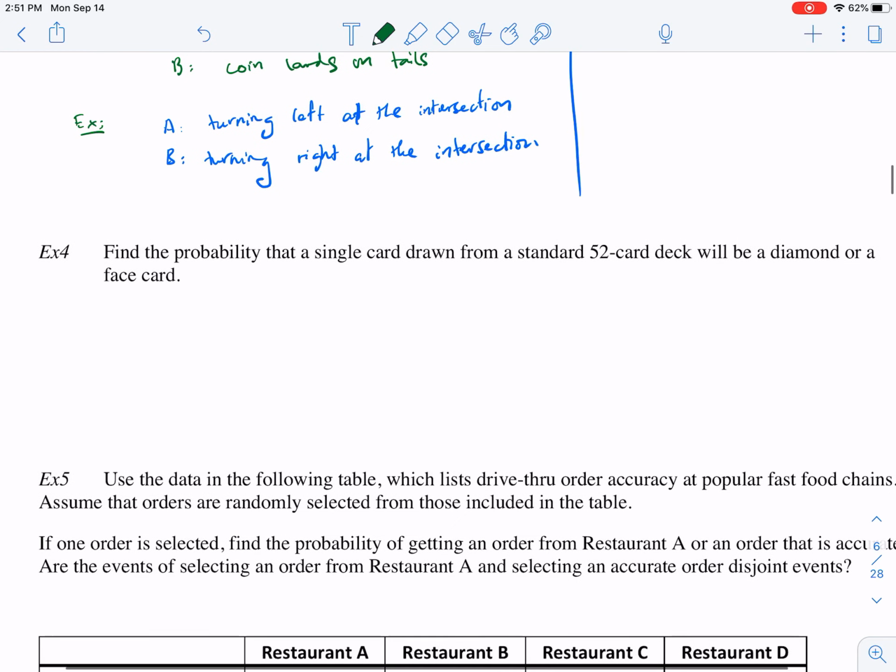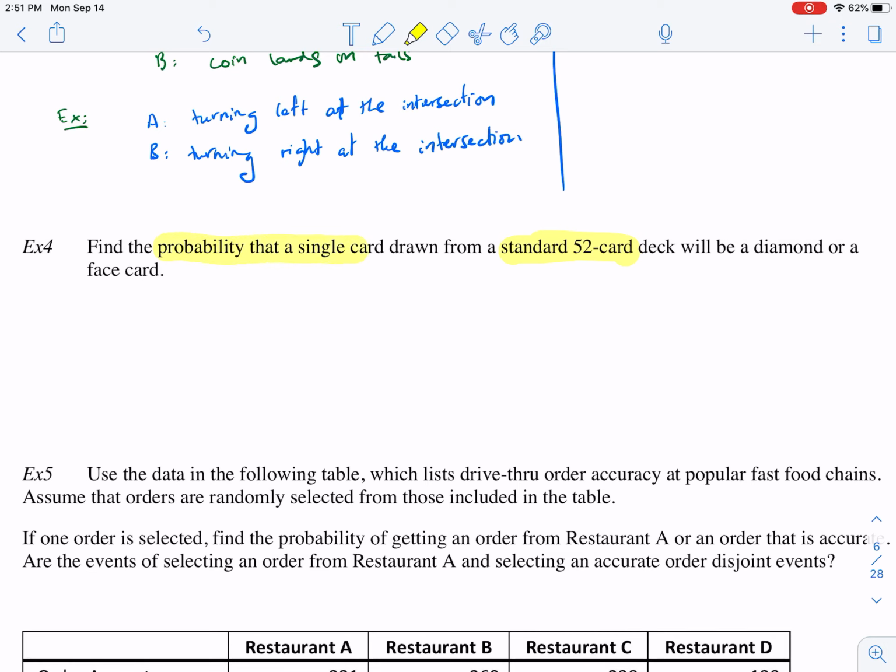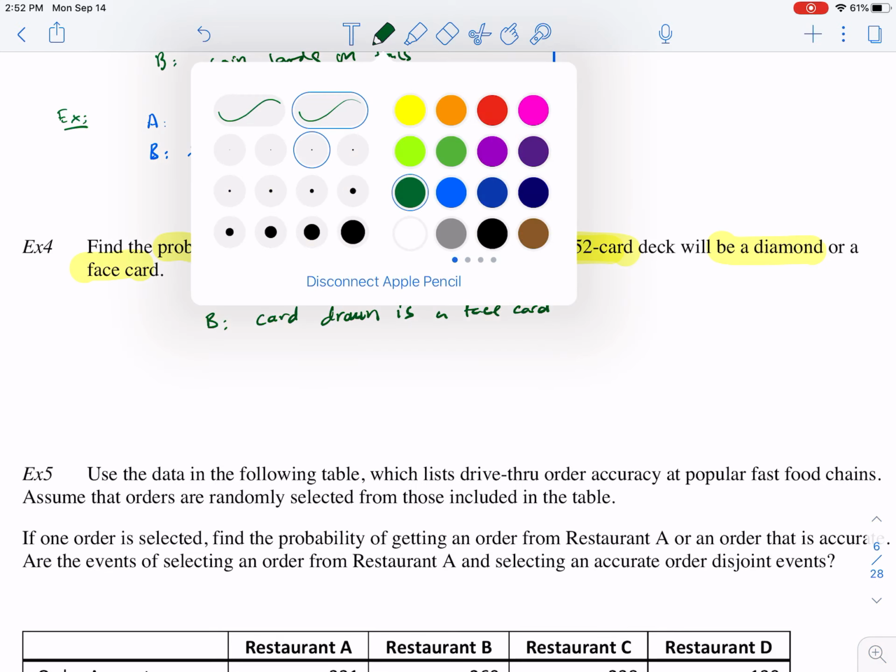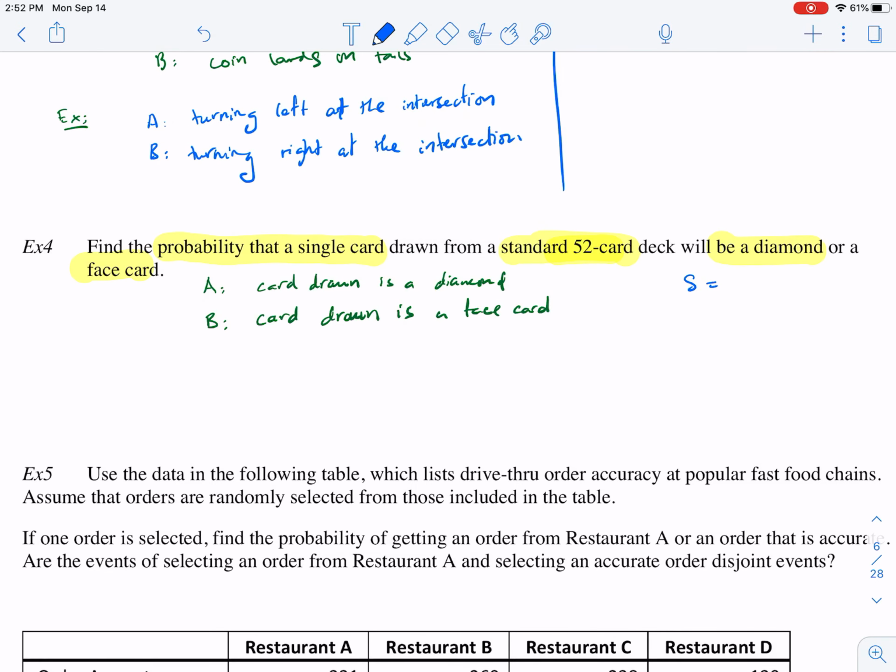In example 4 here, we have a standard 52 card deck that we assume you know what is in the 52 card deck. You can Google what's in a standard 52 card deck, and we want to find out the probability that a single card drawn from this deck is either a diamond or a face card. Okay, so we can define these events. Event A will be the card drawn is a diamond, and let B be the event where the card drawn is a face card. We know the sample space is 52 cards.